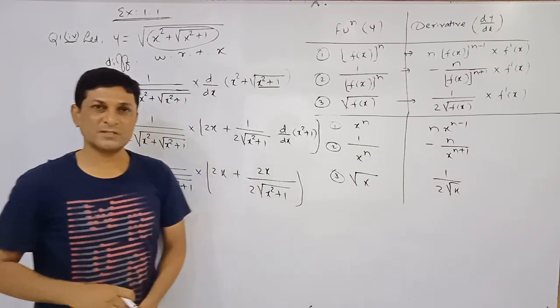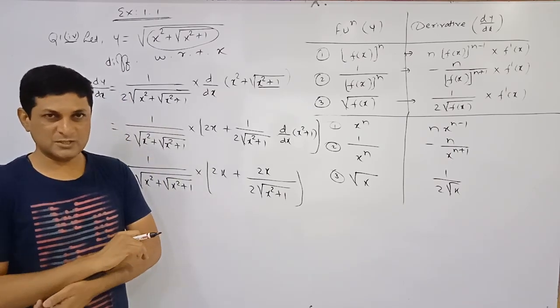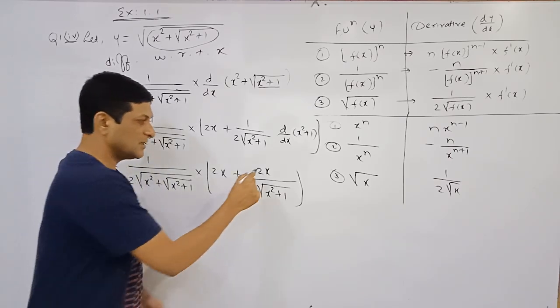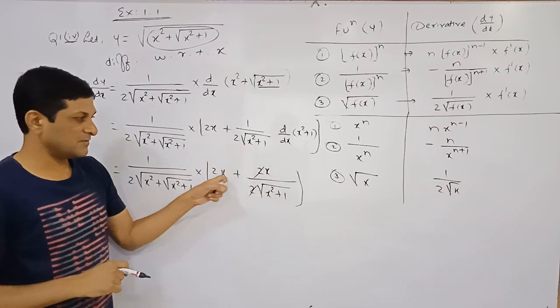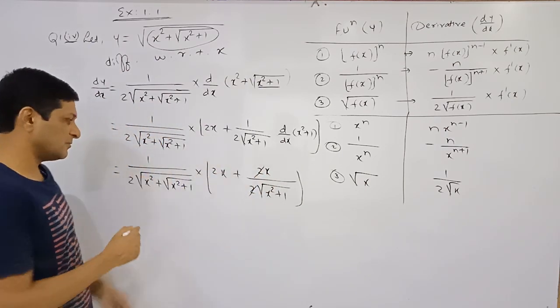If differentiation is completed, the remaining part is the simplification part. Let us simplify it. Here 2 and 2 will get what? Cancel. If you observe the numerator very carefully, can I take x common from the numerator?